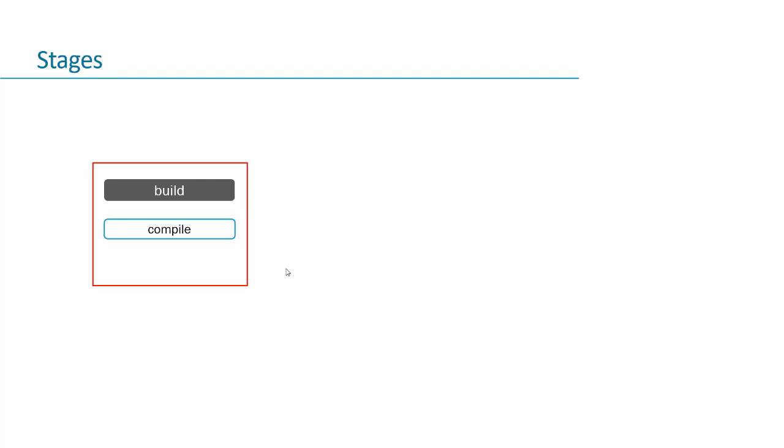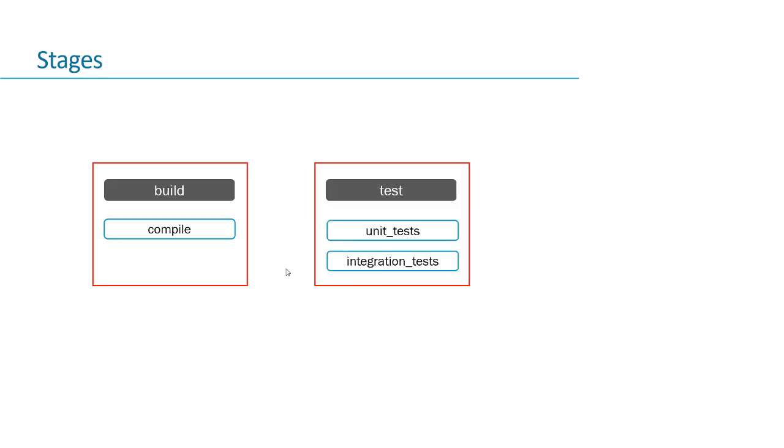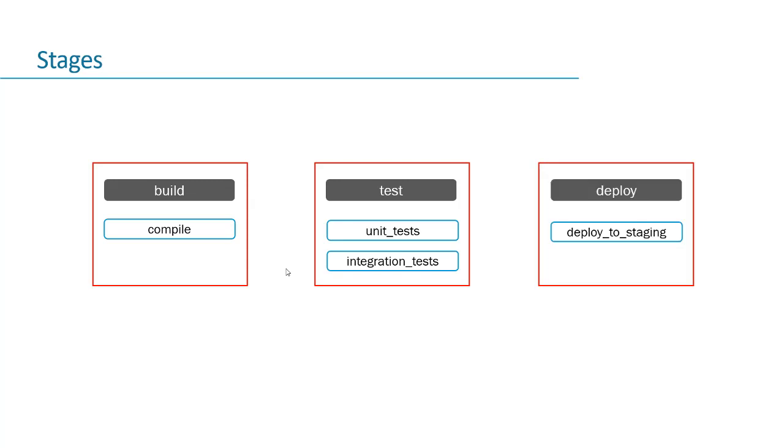All right, let's talk about stages and see what we mean by stages in the GitLab world. So as you can see here, you could have a build stage, and that build stage consists of a compile job. After the build stage, you could have a test stage. That test stage consists of different jobs, unit tests, and integration tests. And finally, you could have a deploy stage that consists of a deploy to staging job. So as you can see, these are the stages of the pipeline. We have broken down the pipeline into different stages.